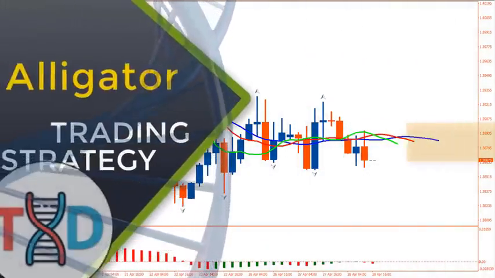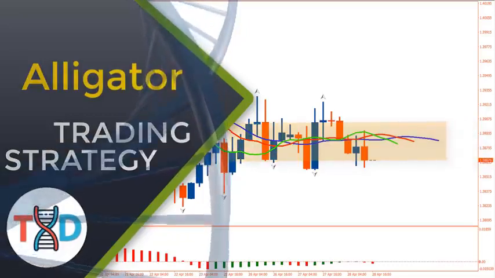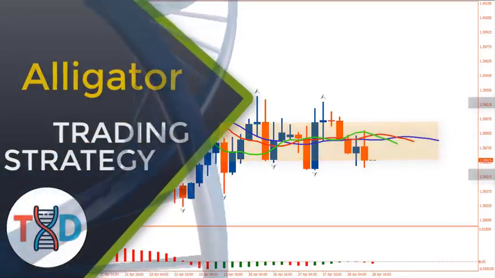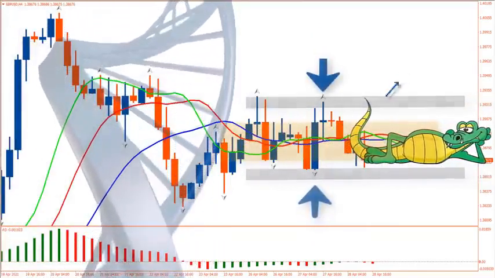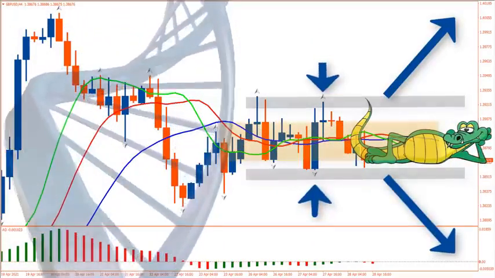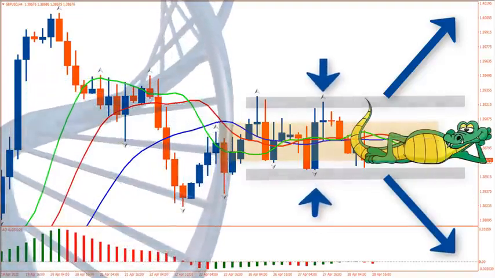In this video we will be going through our alligator trading strategy in depth and how we use it in combination with price action. The alligator indicator is always implemented into any trading platform because of its simplicity. It's one of a few indicators that even a newbie can use.